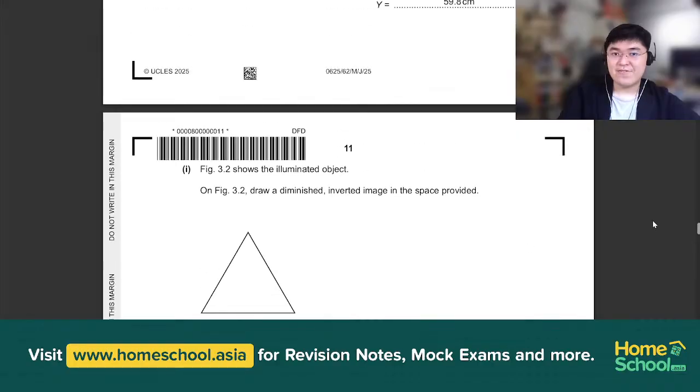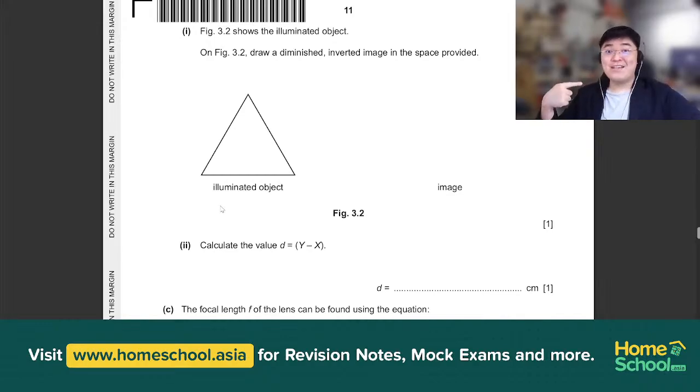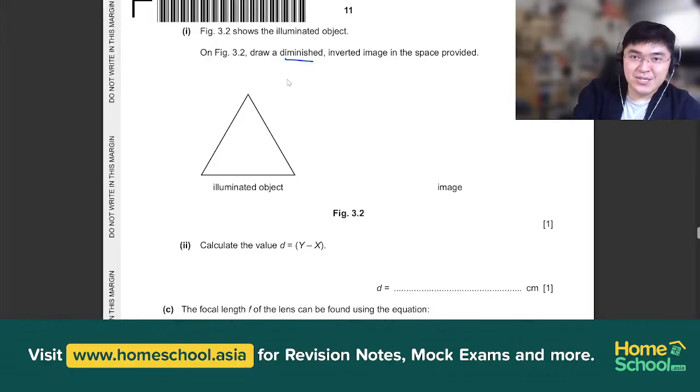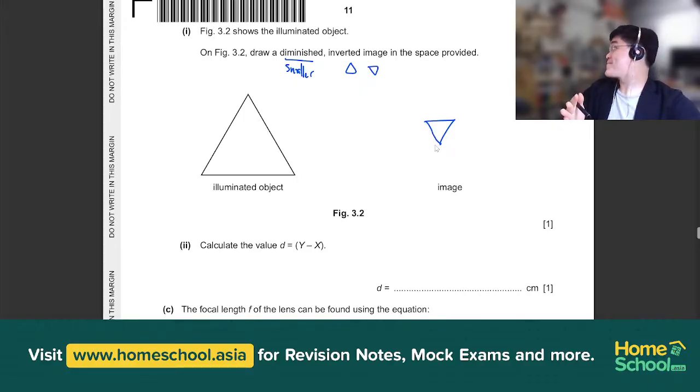Figure 3.2 over here shows an illuminated object, and we are to draw a diminished and inverted image of this triangle in the space provided. As I said before, diminished means smaller, and inverted means if the triangle is like this, it should be like this. So use a ruler to draw this, don't freehand it, as I always say. It should be a bit smaller, like this. Draw this with a ruler. All right, now that is done already.